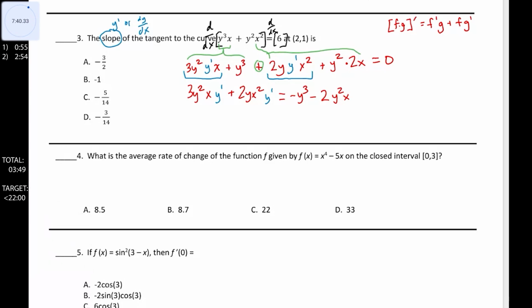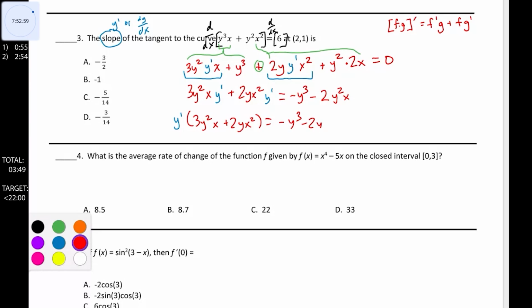So now I want to factor out the y prime as a GCF, or a greatest common factor, y prime times 3y squared x plus 2yx squared equals negative y cubed minus 2y squared x. And so finally, to isolate the y prime, I need to divide both sides by that factor that it's being multiplied by. So y prime is going to equal negative y cubed minus 2y squared x, all divided by 3y squared x plus 2yx squared.